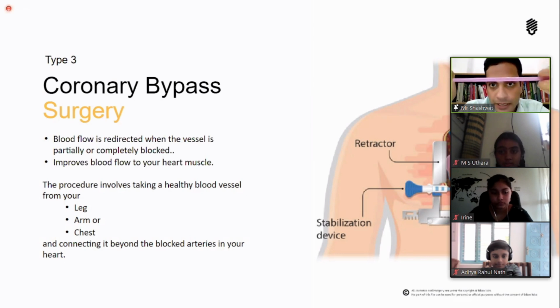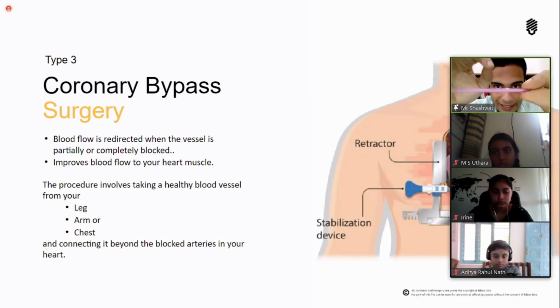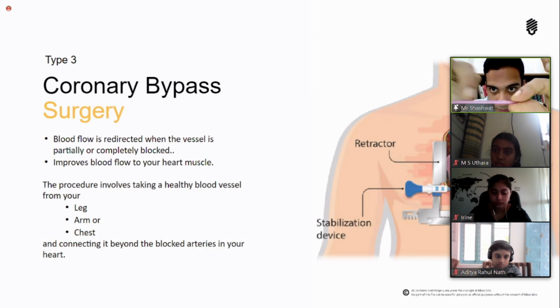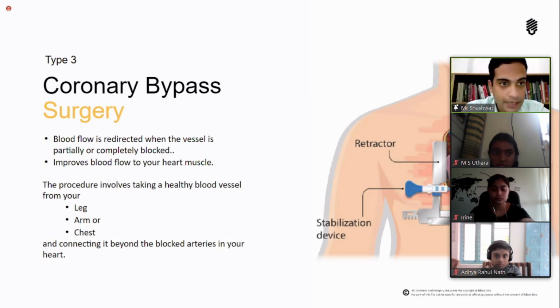Now, in coronary bypass surgery, we take out a healthy blood vessel from anywhere in your body, and we attach that healthy blood vessel and redirect the blood flow, bypassing this blocked part, or the part which is not functioning properly. This is known as coronary bypass surgery. Clear? I'll repeat it for you.